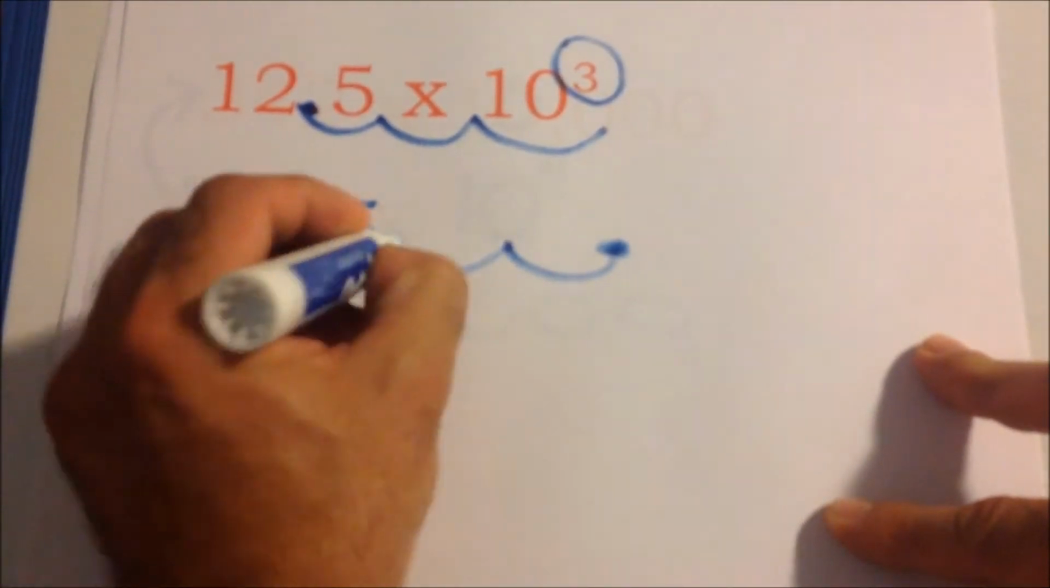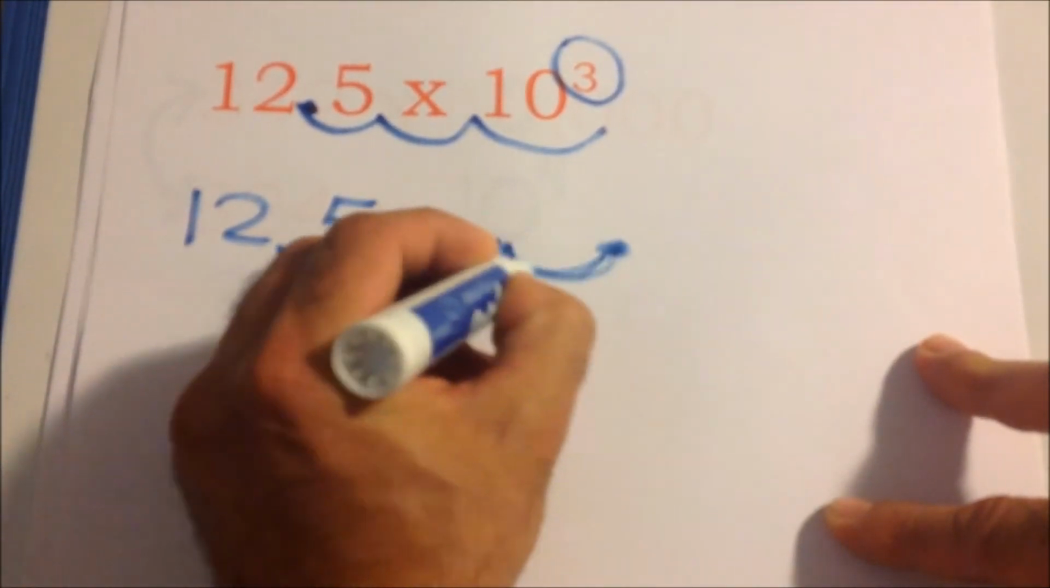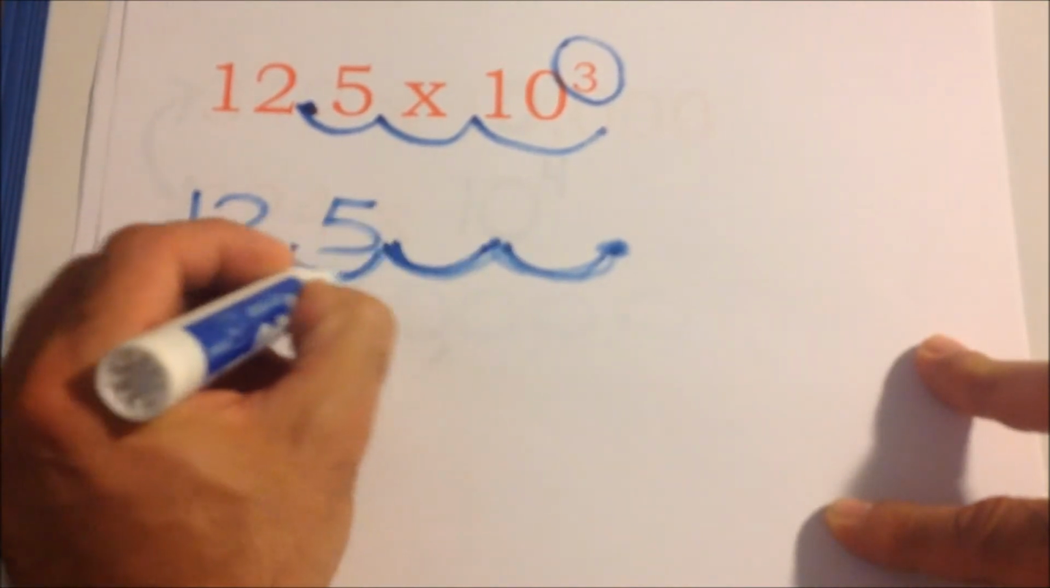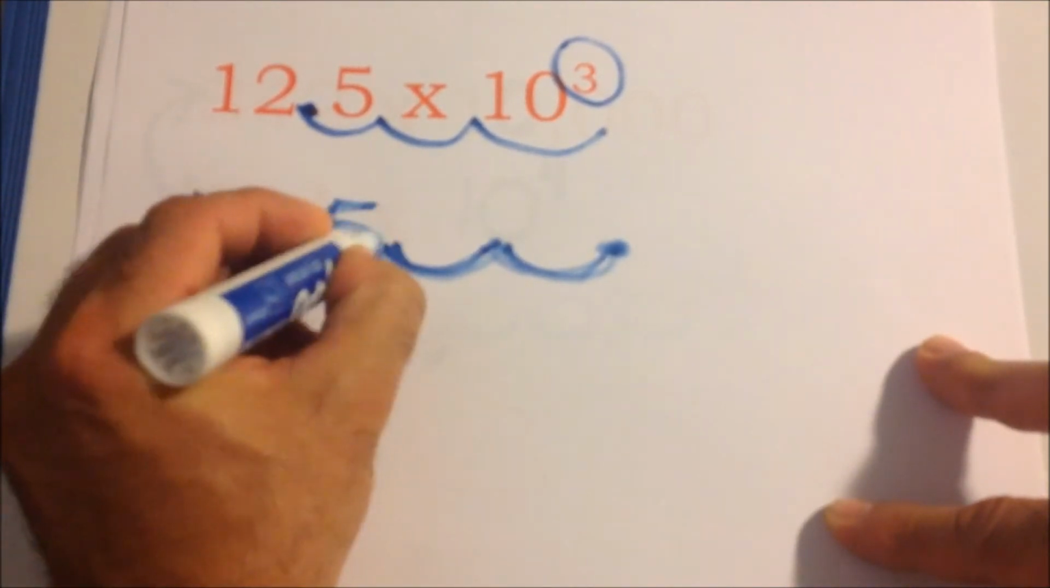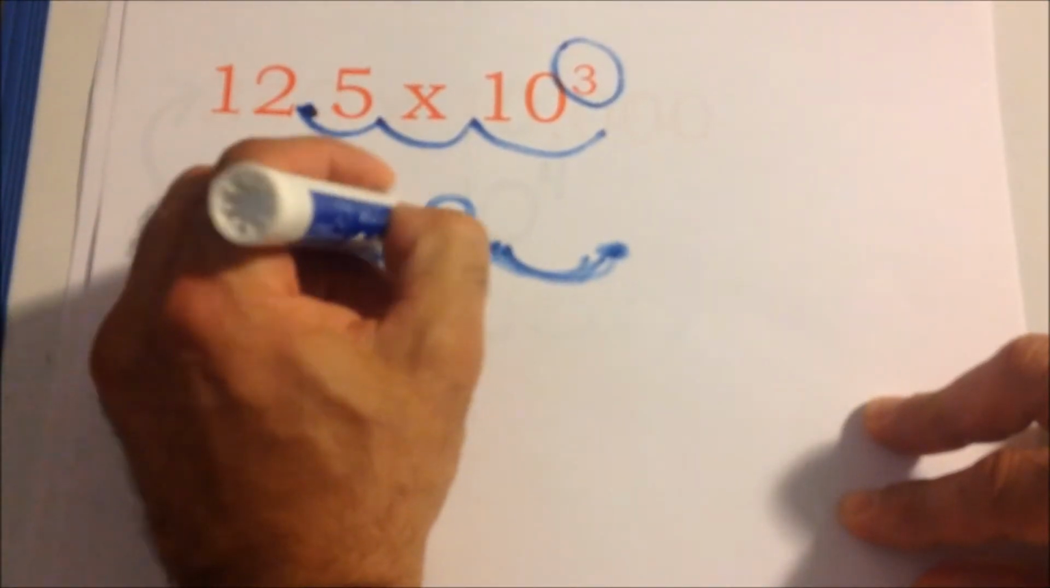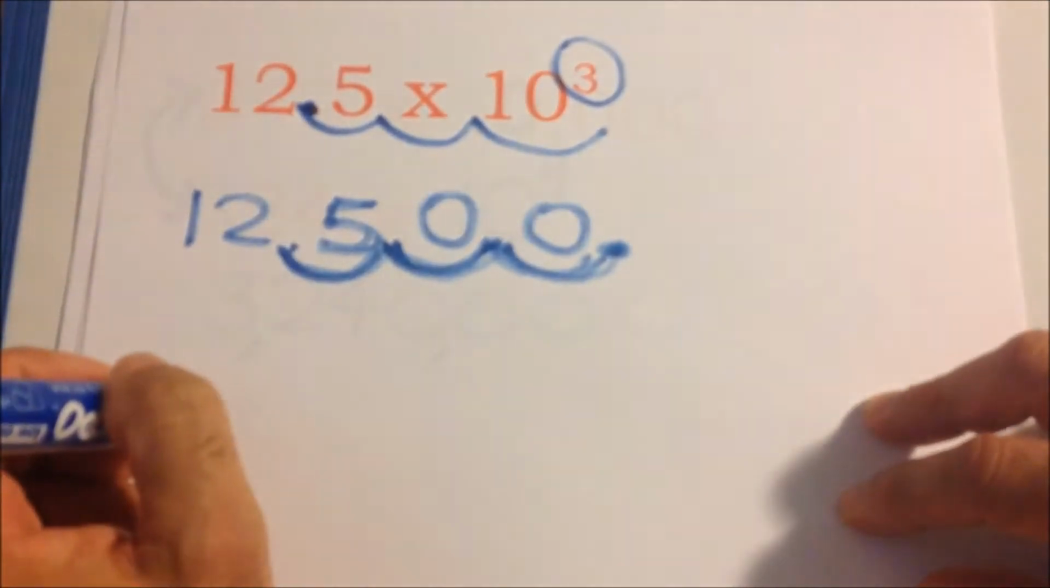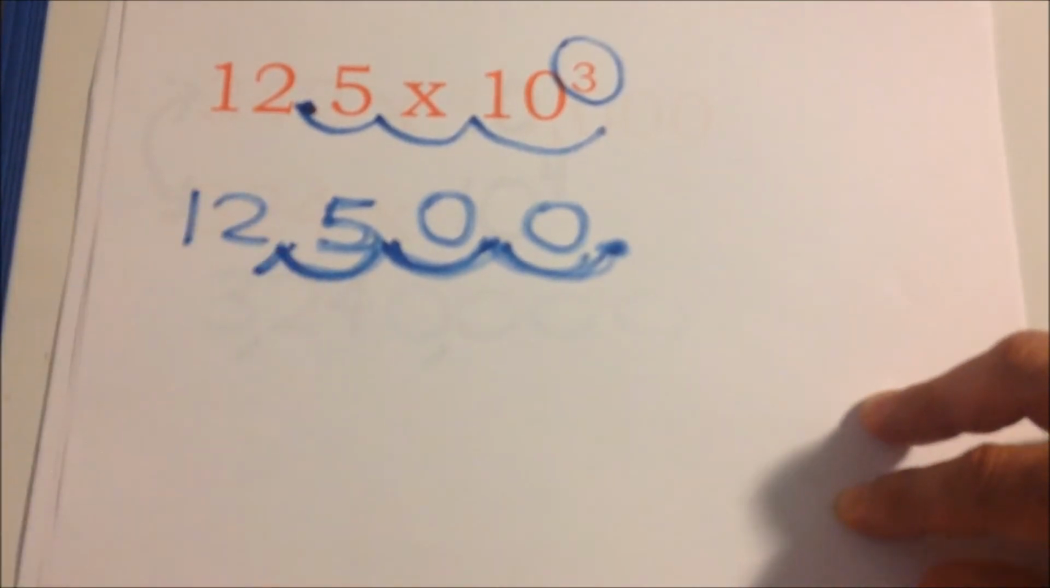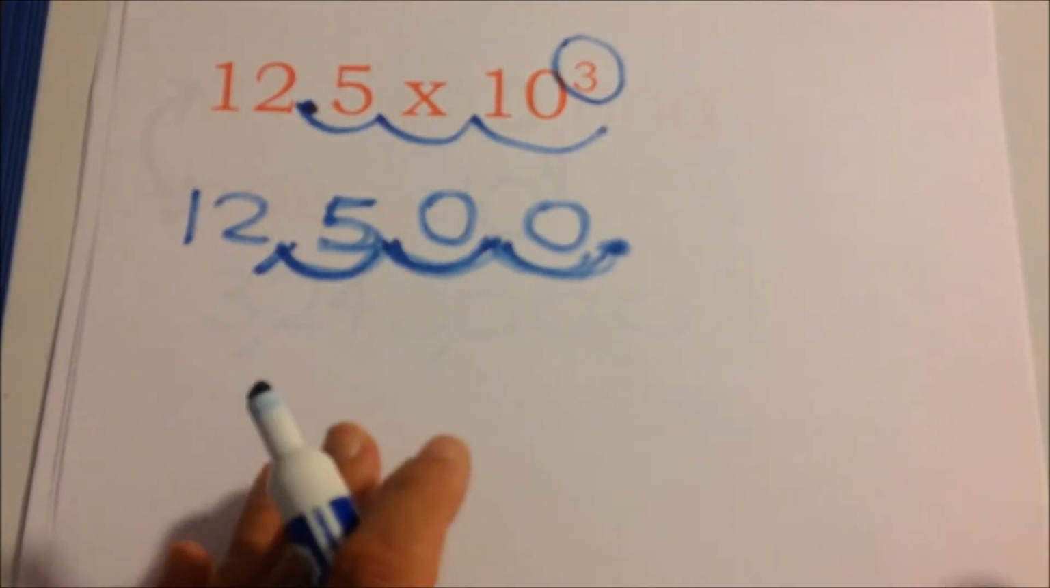And you make these waves, like the ocean, right? And the waves should not be empty. So right now we have a 5 in one wave, and in these waves we should put the zeros. Anytime you have an empty wave, put the zeros. So you get 12,500.